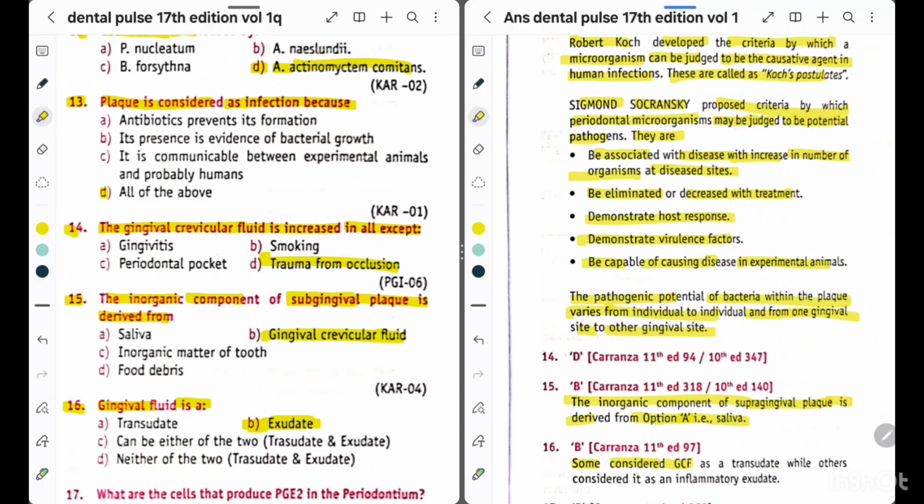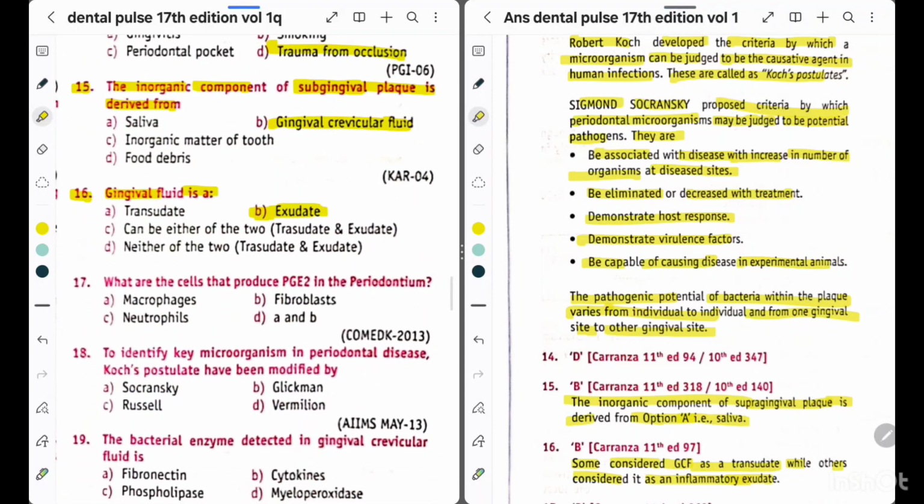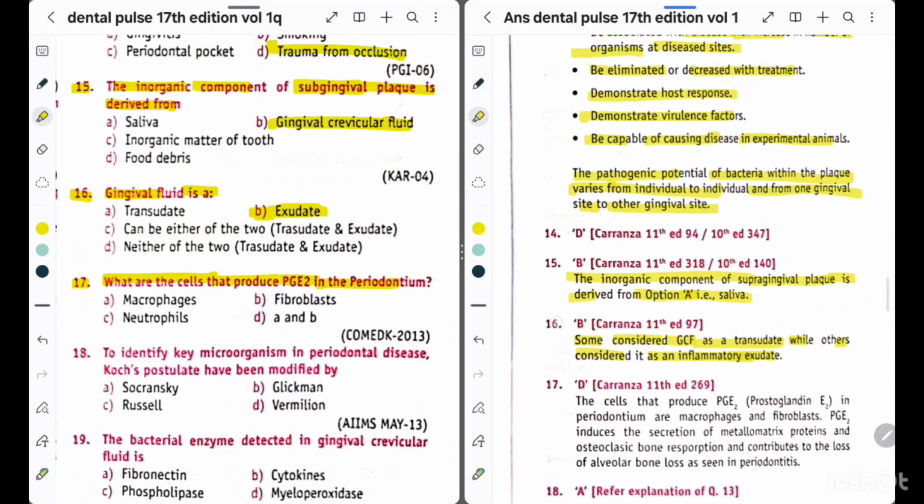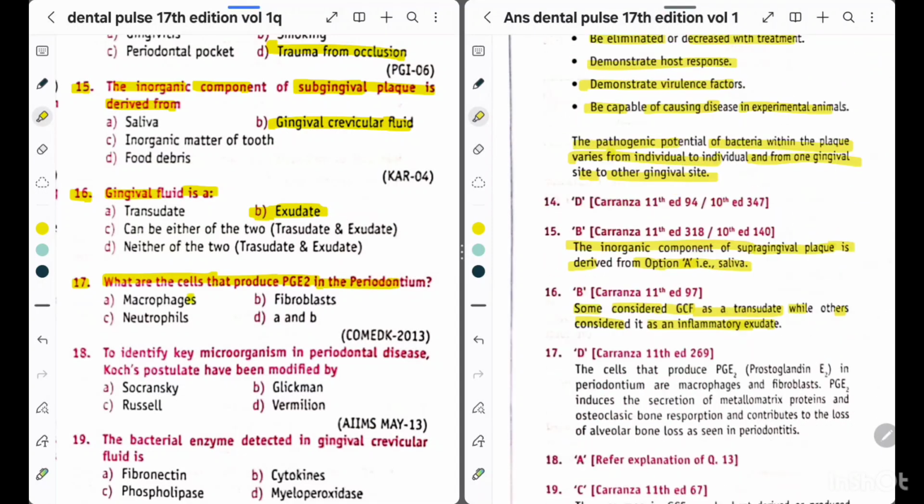Some considered GCF as a transudate, but others considered it as an inflammatory exudate. Okay. Question 17. What are the cells that produce PGE2 in the periodontium? Options are option A macrophages, option B fibroblast, option C neutrophils, option D both A and B. So the answer is option D, both A and B.